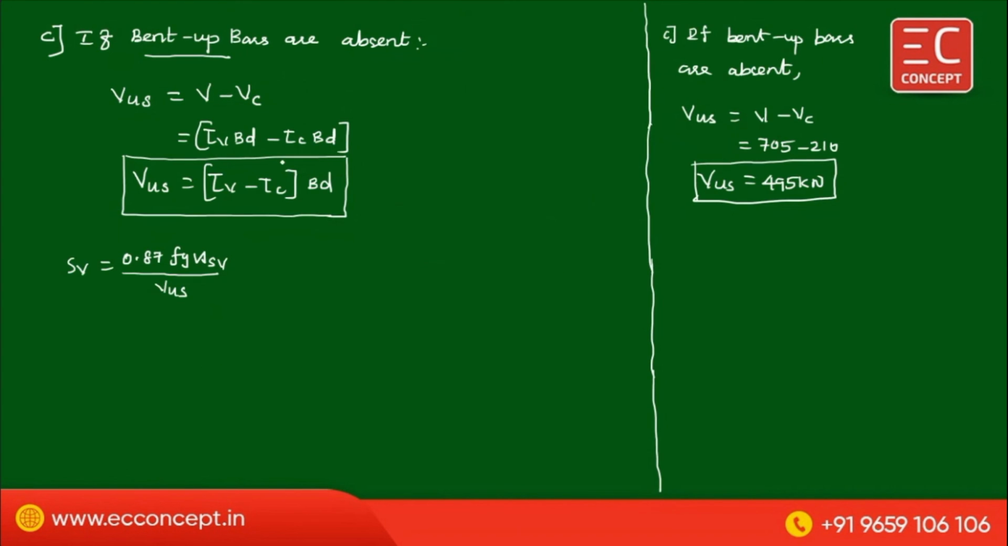Now this is the shear resisted by only stirrups, SB. For the limit state method, VUS is equal to 0.87 Fy ASV D divided by SB, and for the working stress method, VUS is equal to sigma SB ASB D divided by SB. These two are for vertical stirrups.